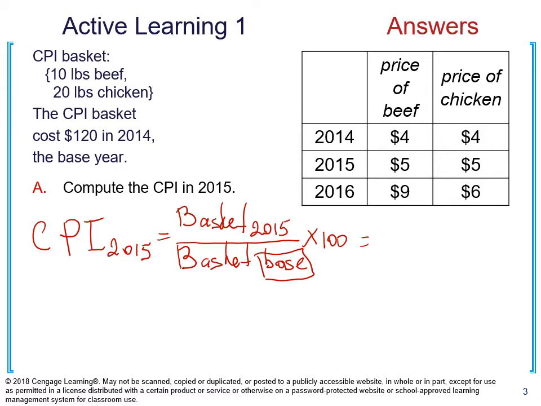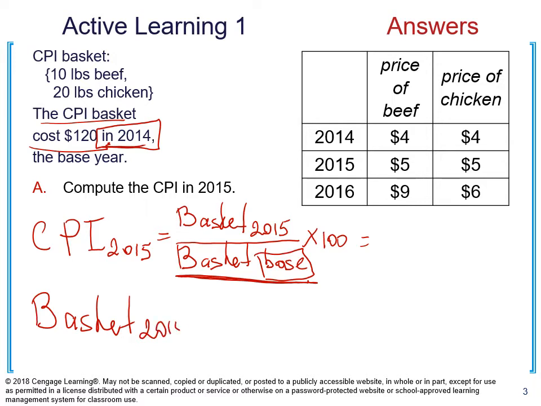Now we're looking at this formula and we need to figure out what kind of information we're missing. And remember, it actually says over here that the base year is going to be year 2014, and the basket cost is already calculated for us for year 2014. So therefore, we already know the basket cost for our base year. What we need to do is take the basket cost for year 2015 and calculate it.